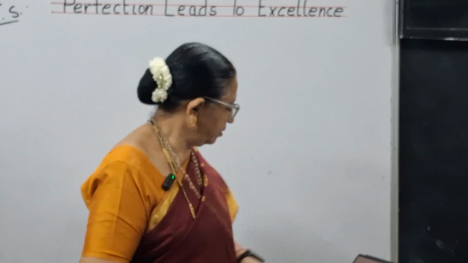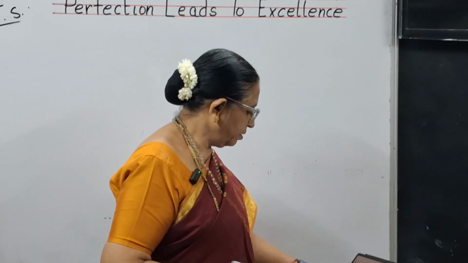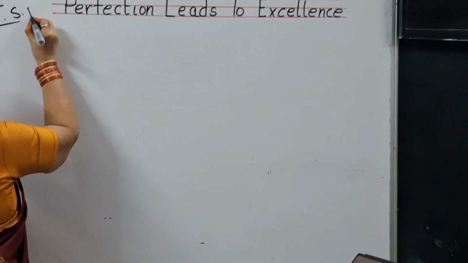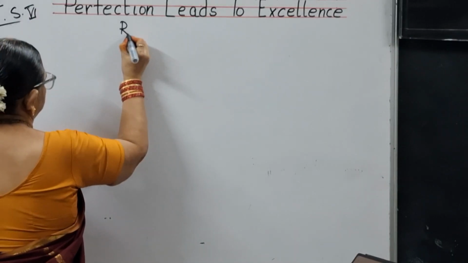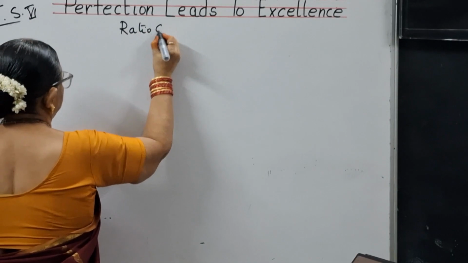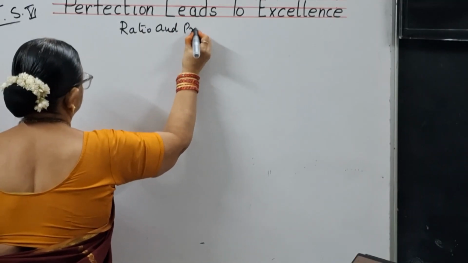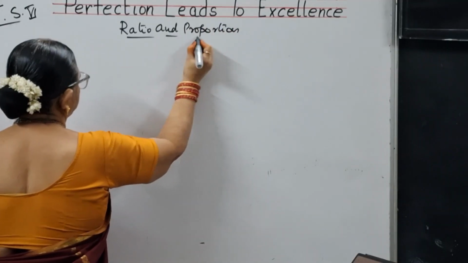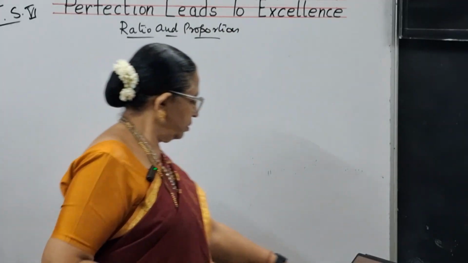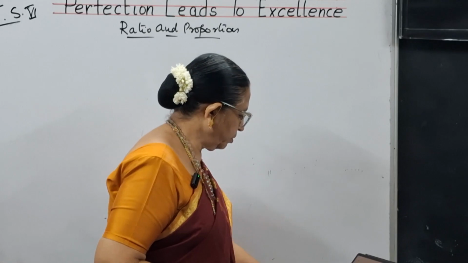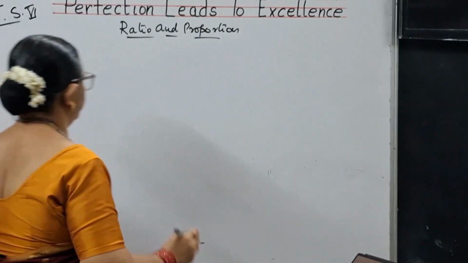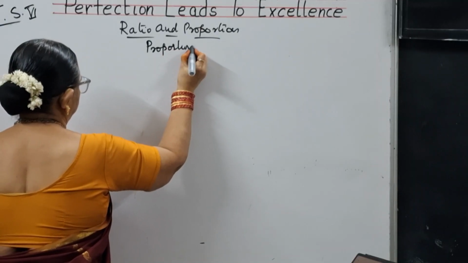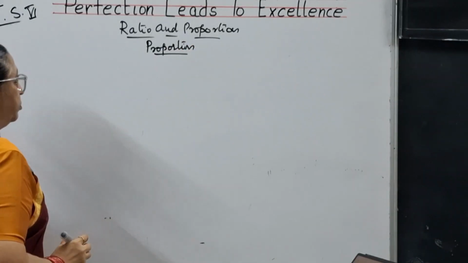Now I am dealing with 6th class maths, that is ratio and proportion. This topic I am dealing. We have some more part of it that I am going to do now. Now this is about proportion we are talking about. Ratios we have completed. Now proportion.